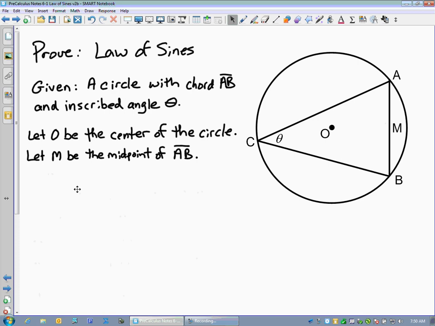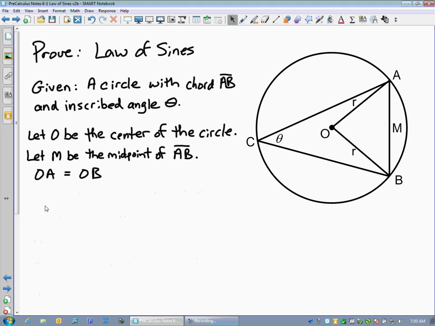Then my first observation is that OA and OB, if I were to draw those two segments, would be equal to each other because they both represent a radius of the circle. So OA is equal to OB.